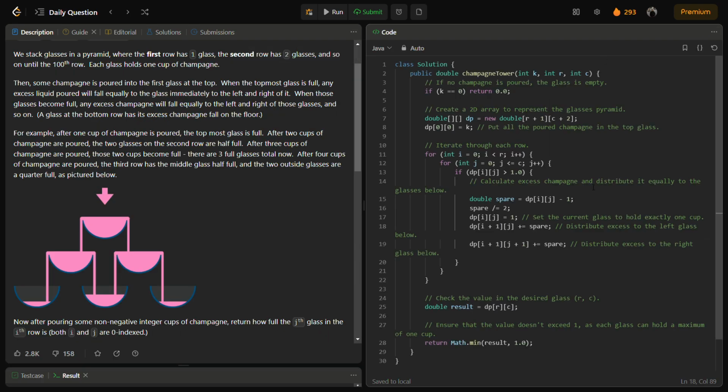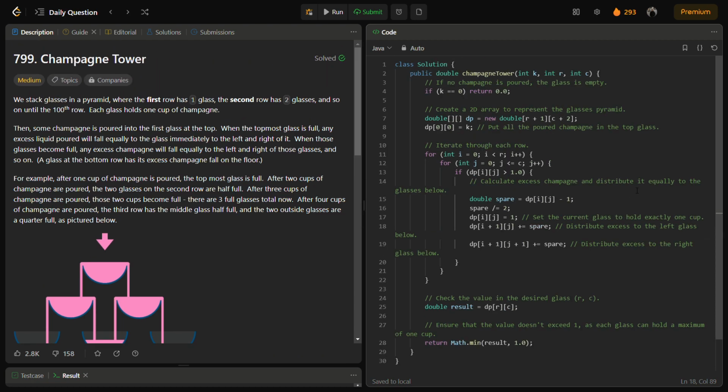So this is my solution for the problem. Let me explain the solution step by step. The first step is that if k is equal to 0, it returns 0. That means if no liquid is poured in the top glass, then all the glasses will remain empty. Thus we'll simply return 0. The next step is that we'll create a 2D DP that will store the amount of liquid in each glass, so DP of i, j will have the amount of liquid in the ith row and the jth glass.